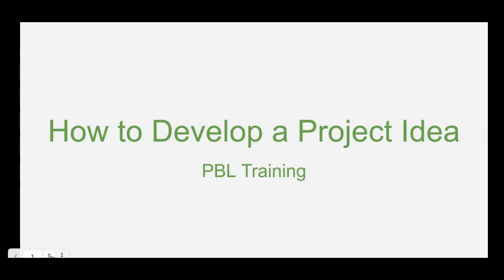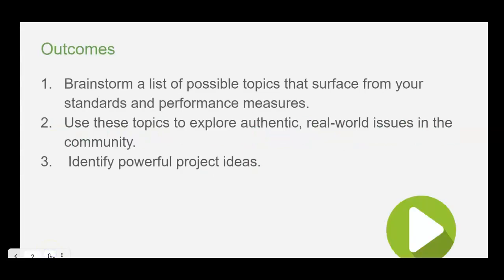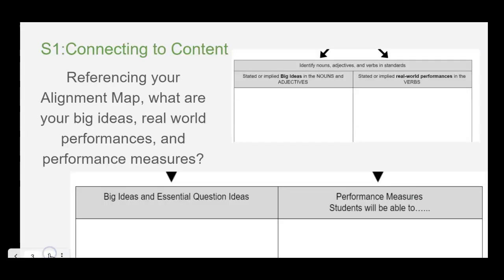So hopefully at the end of this, you'll have some idea of where to go and how to develop your project idea. All right, so the outcomes for this quickly are just to brainstorm a list of possible topics that surface from your standards and performance measures. Again, that's from your alignment map. And then using these topics to explore authentic real-world issues in the community, and then be able to identify some powerful project ideas at the end.